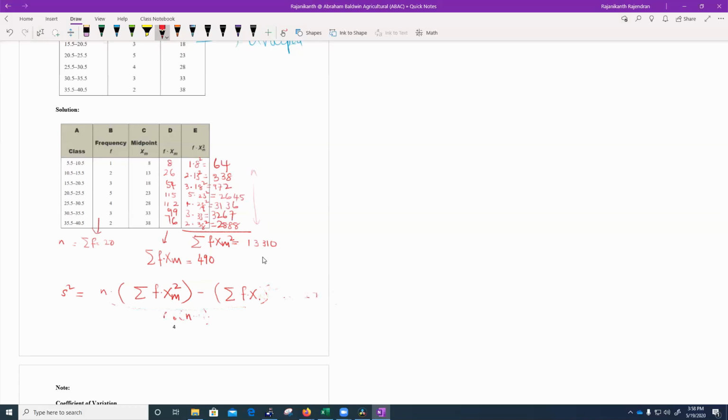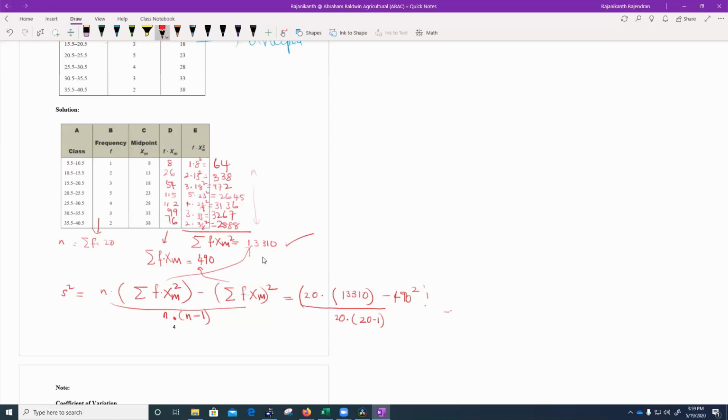times this, the summation of f times xm squared, that is here, 13,310. That is this. Okay. Then I'm subtracting the sum of f times xm, that is here, that is 490, but I need to put the square. This all over n is 20 times 20 minus 1. Now take your calculator and carefully type these values and find out.